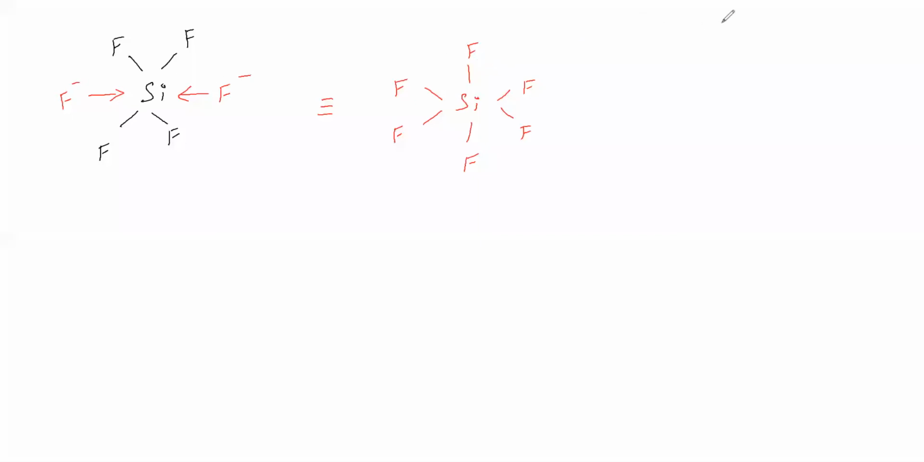Therefore, totally it is 2 minus. Then for this F minus loss, it will get formal charge +1. Already -1 is there. Therefore, net charge becomes 0. So we need not write any charge on fluorine. For the other fluorines also, it is the same.